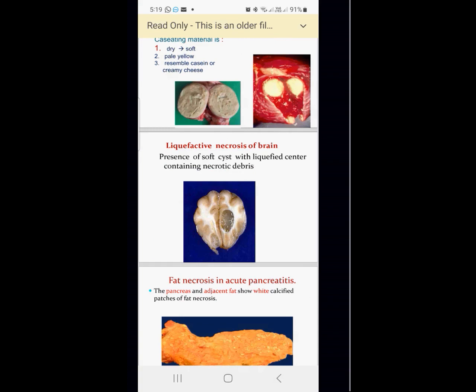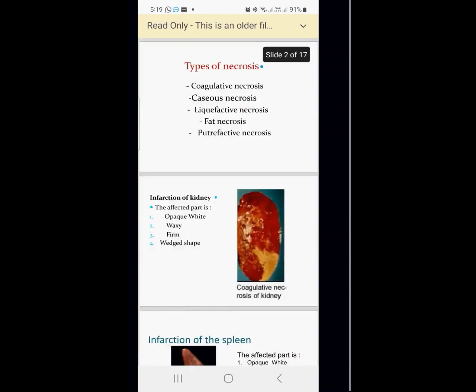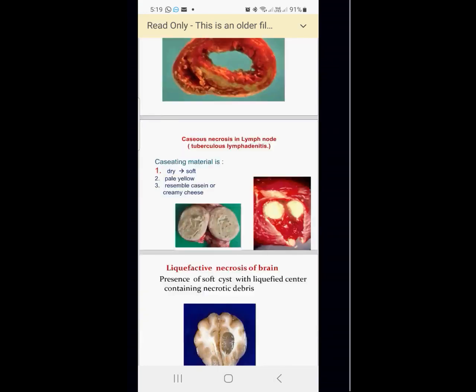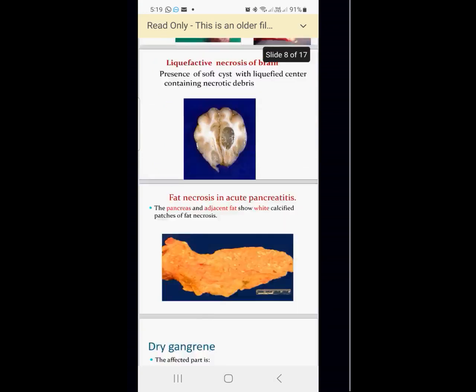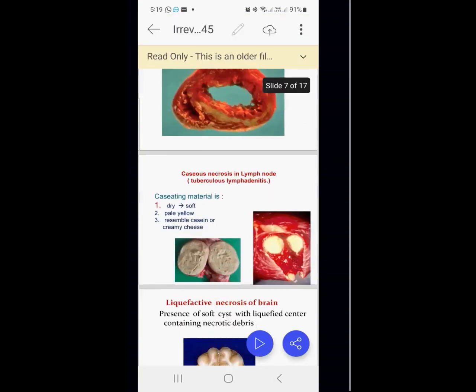يعني it's a cyst من اسمها اللي بتشوفها بعينك is a cyst fluid like material, well circumscribed material, liquid in structure, presence of a soft cyst with liquefied center containing necrotic debris. This is what we call liquefactive necrosis.